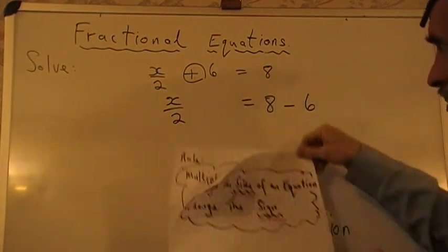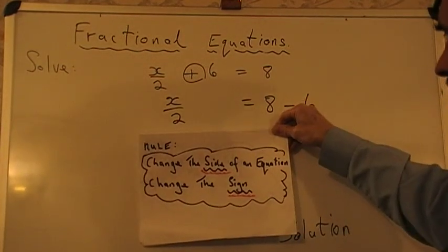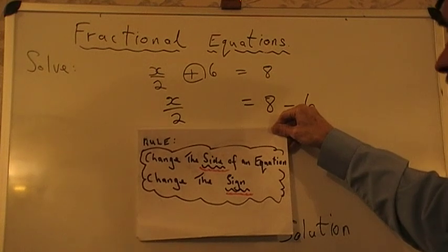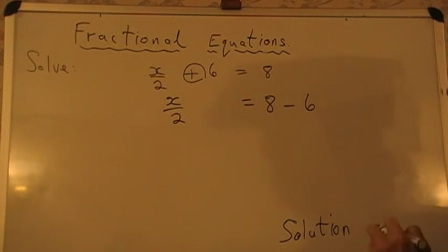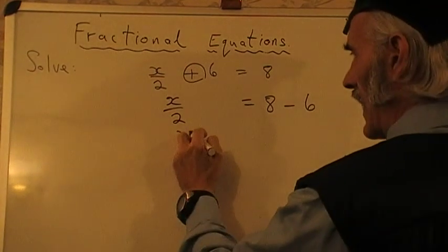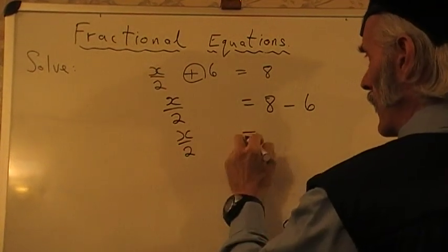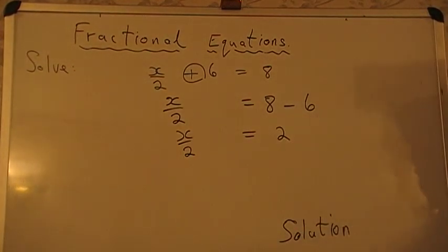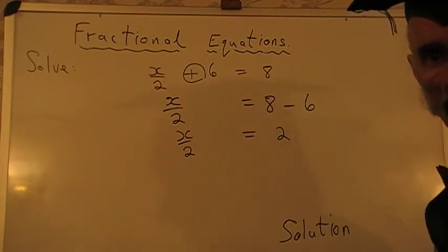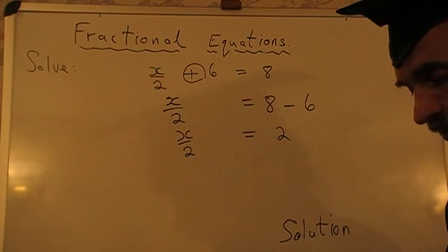I followed my rule, you see. I changed the side of an equation and I changed the sign. So plus 6 becomes minus 6 on the right hand side. I now have x over 2 is equal to 8 minus 6, which is 2. This now is still a fractional equation, x over 2 equal to 2.